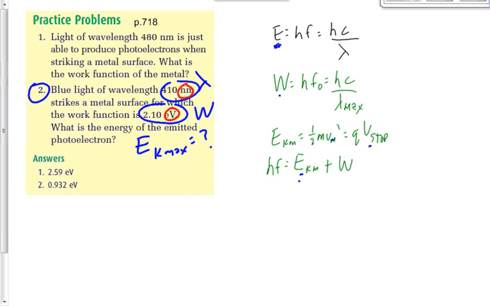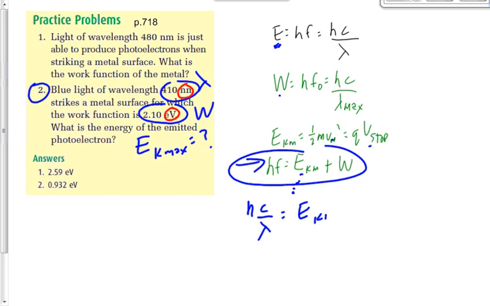Let's try this one. If in doubt, you're not sure where to go with the question, go with the last equation. Go with the one that doesn't appear on your data sheet, because it's the one you're probably going to end up using most often. hf is equal to EK max plus W. All right, let's try this now. We don't know what f is, but we can replace f with c over lambda. So hc over lambda is equal to EK max plus the work function. Make sense? Because hf is same as hc over lambda.